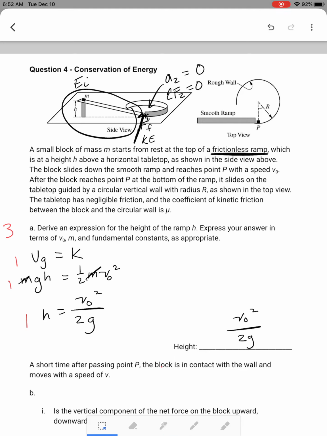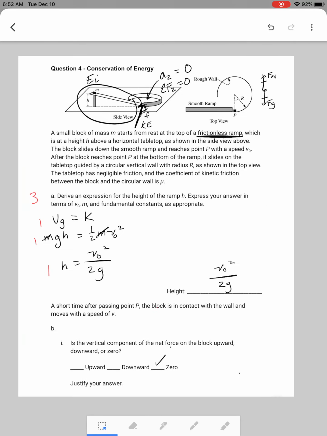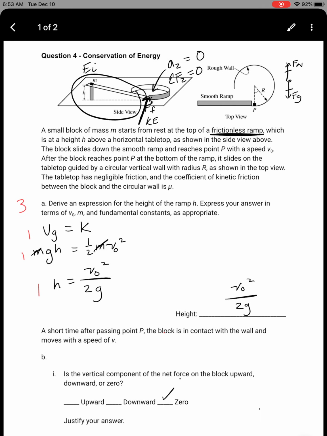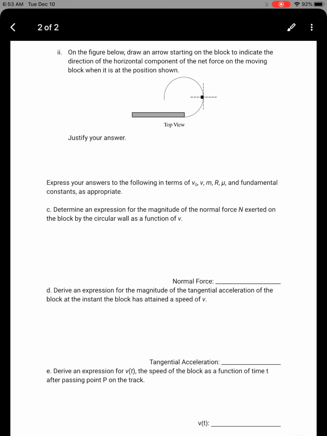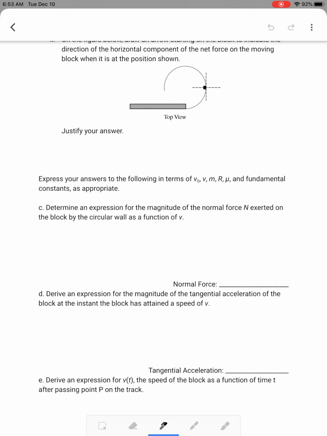The only forces acting on the block while it's in there are the force of gravity and the normal force from the ground. Those two balance each other out, so there's no acceleration up or down. The vertical component of the net force must be 0 while it's in that ring. There were 2 points on this one, 1 for the answer and 1 for the correct justification. Moving on. This next one is a little bit harder than it seems.